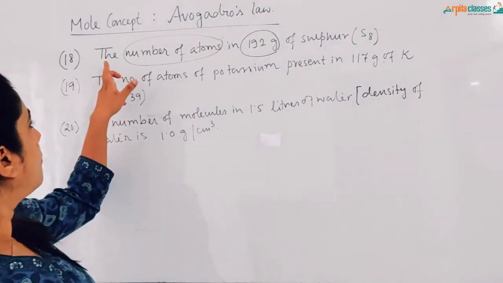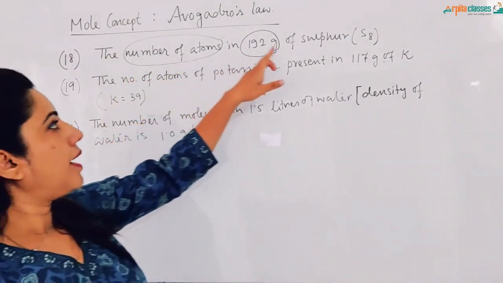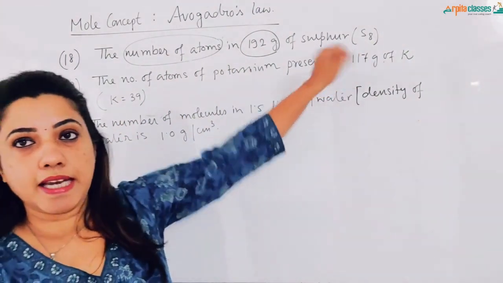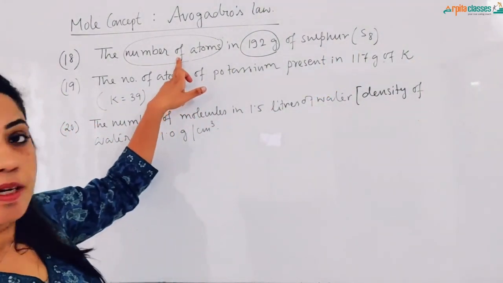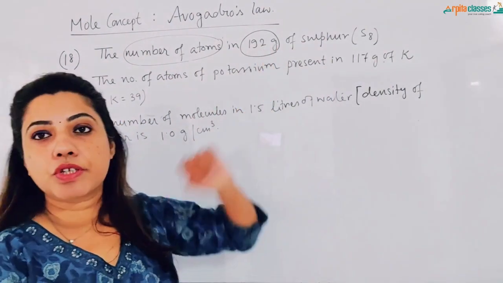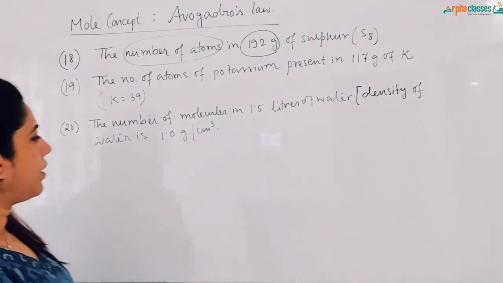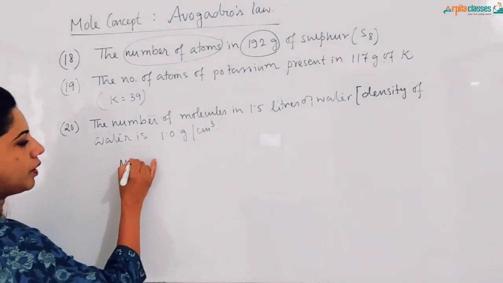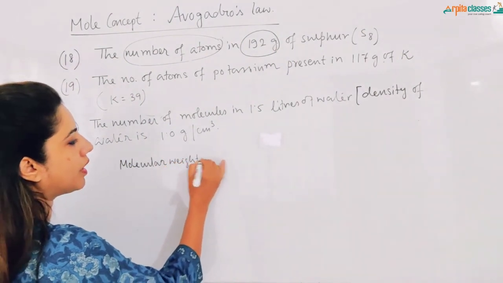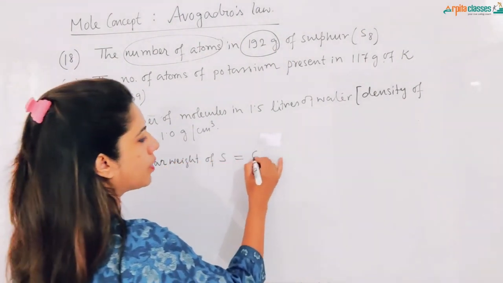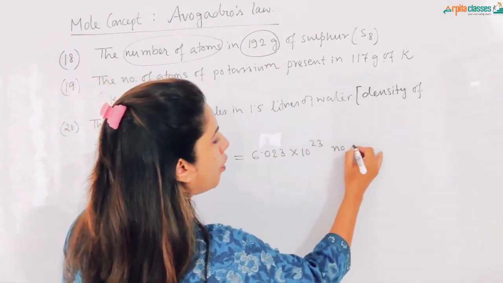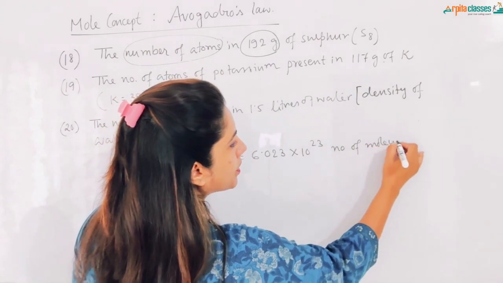The next question is, find the number of atoms in 192 gram of sulfur. Sulfur is S8. One molecule of sulfur, the formula is S8. We need to find the number of atoms, which is related to Avogadro's number, and 192 gram, which is related to molecular weight. So, we will write here that molecular weight of sulfur is equal to 6.023 into 10 raised to power 23 number of molecules.